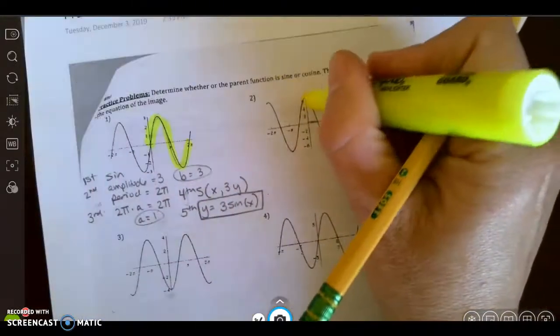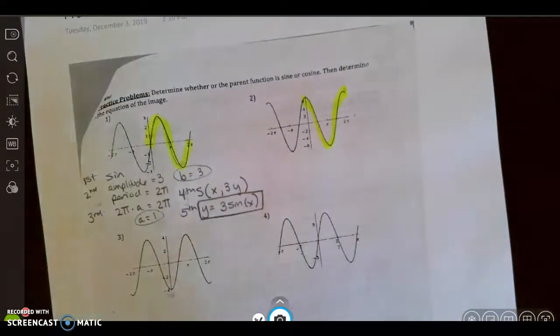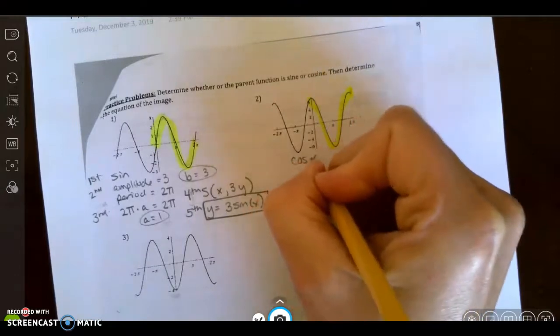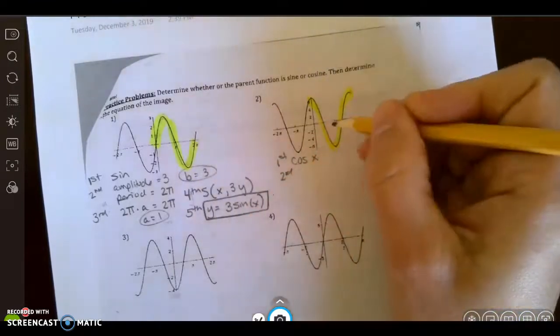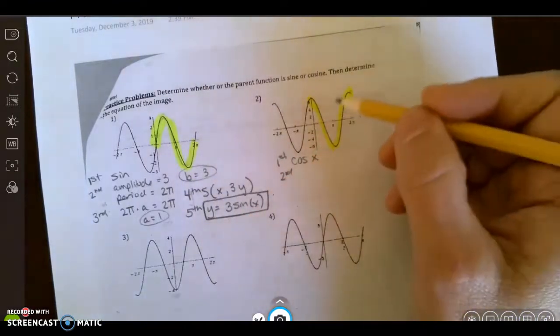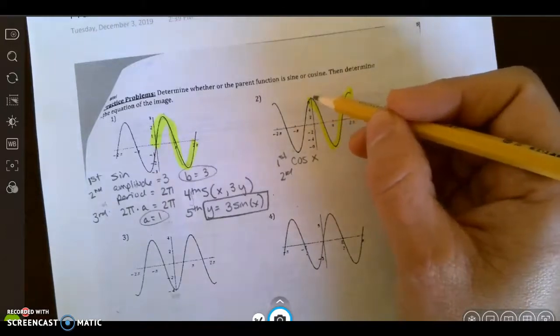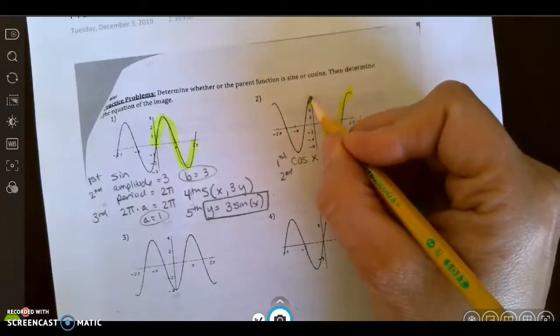I see that this is a cosine curve. My next step is to find my amplitude. Looks like I go 2, 4, 6. Looks like I'm above the 6, but not up to the next one.